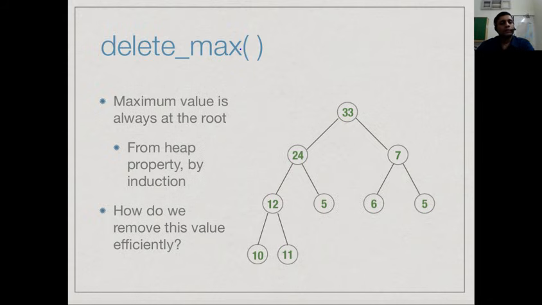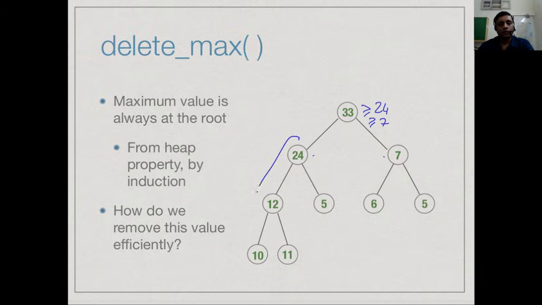Okay, so the other operation that we need to implement for a priority queue is to delete the maximum. Right? So the first question is, where is the maximum in a heap? The claim is that the maximum is always at the root. Why is that? Because if I start anywhere, I know that among any 3 nodes, the maximum is at the top. Right? So if I look at 33, for example, 33 is bigger than 24 and 7.